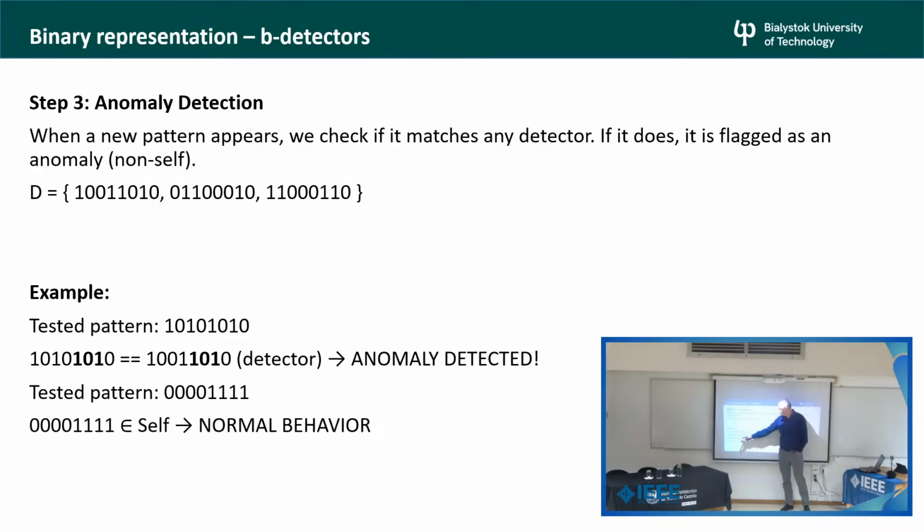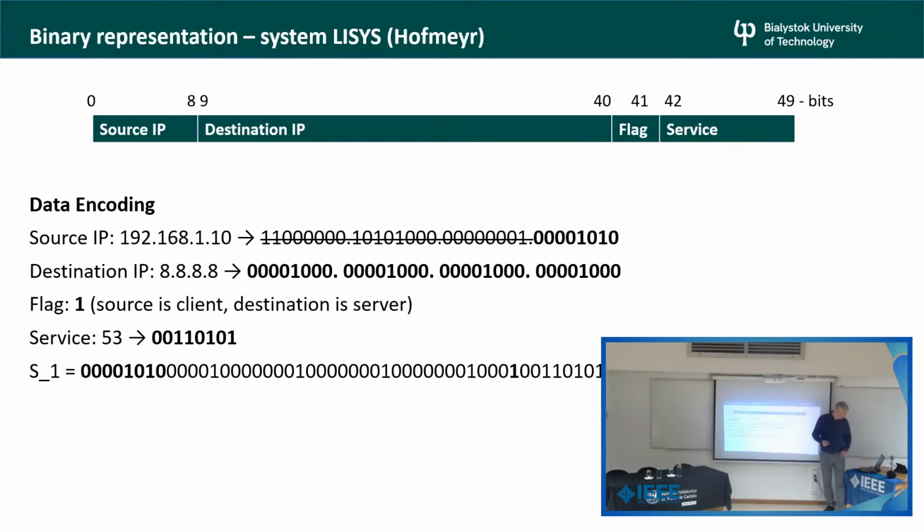If we choose another tested pattern, in this case none of these detectors will detect it. The distance between this pattern and all these detectors is big, so we can treat this connection string as normal. So this is the binary approach.